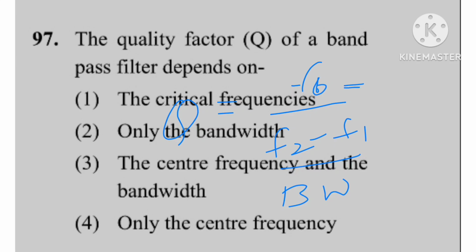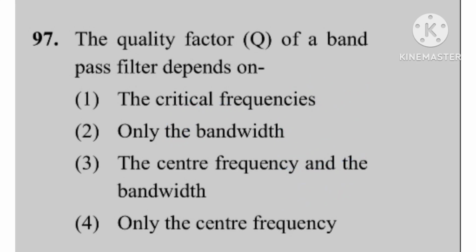Q represents the selectivity of the filter. High Q means narrow bandwidth, sharp tuning, and it passes a very small range of frequencies. Low Q means wide bandwidth, poor selectivity, and it passes a wide range of frequencies. So the quality factor of a band pass filter depends on the center frequency and the bandwidth. Option number 3 is the right answer. Next question.